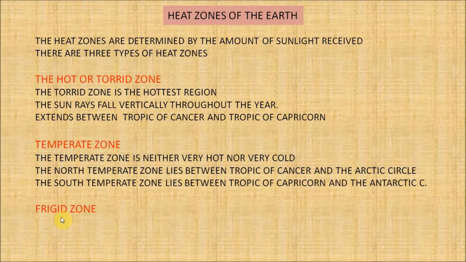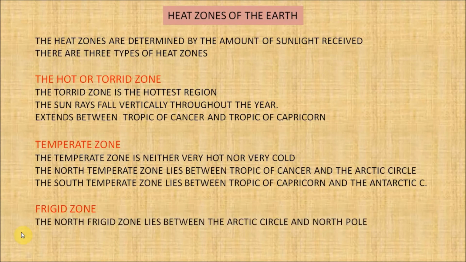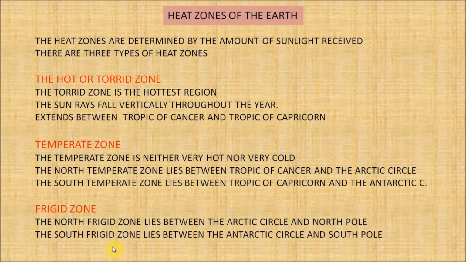And finally, let us see the third zone, that is the frigid or cold zone. The frigid zone also lies in both hemispheres, and the north frigid zone lies between the Arctic Circle, that is 66.5 degrees north, and the North Pole, that is 90 degrees north in the northern hemisphere. The south frigid zone lies between the Antarctic Circle, that is 66.5 degrees south, and the South Pole, that is 90 degrees south in the southern hemisphere.